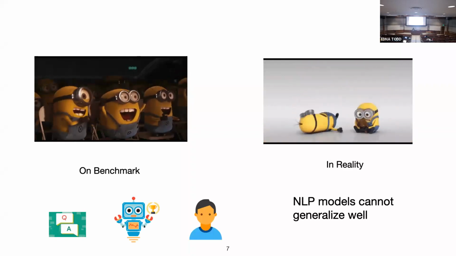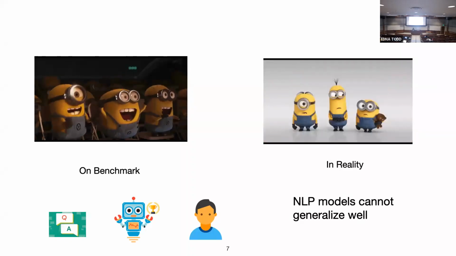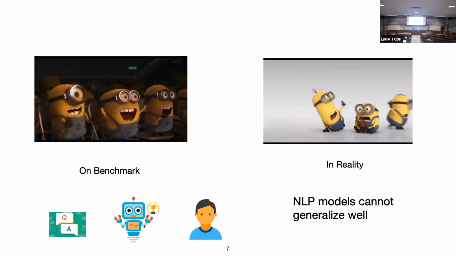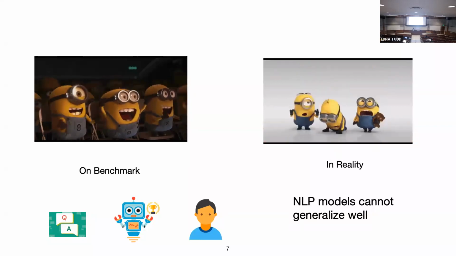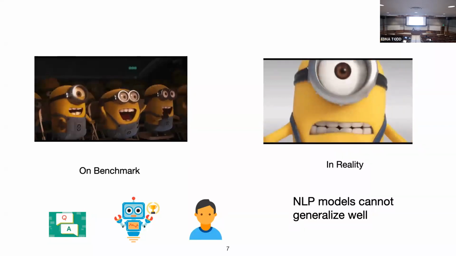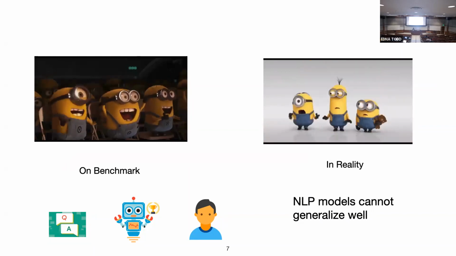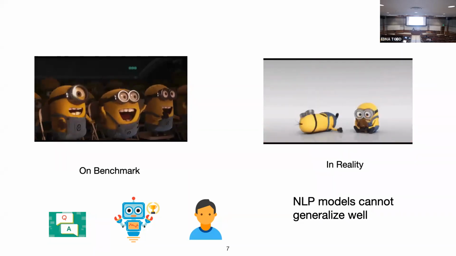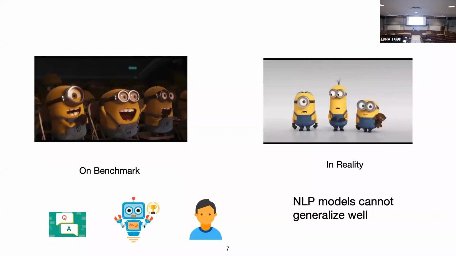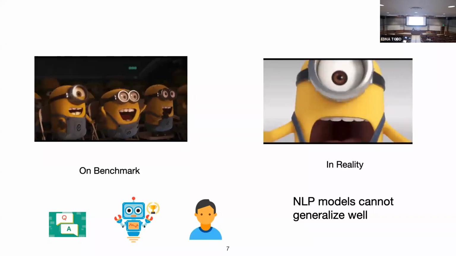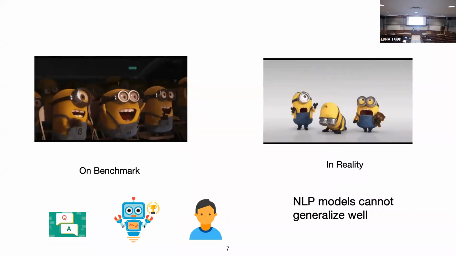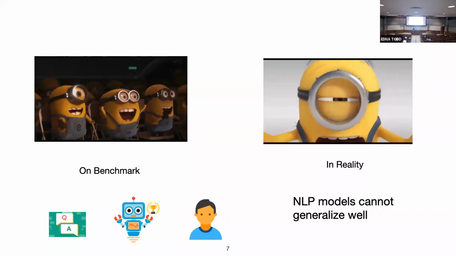I will show you some failure examples of current NLP systems, especially in the social bias context. By social bias, I mean that the machine learning model makes predictions that systematically favor or go against certain people, which is considered unfair. For example, the people can be related to certain demographic groups, like gender or race, etc.